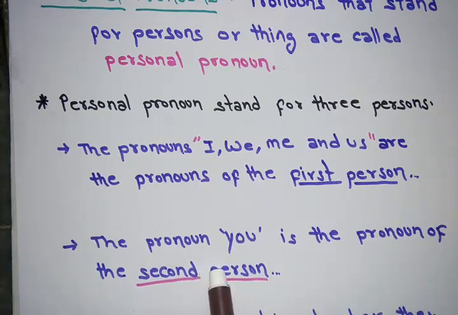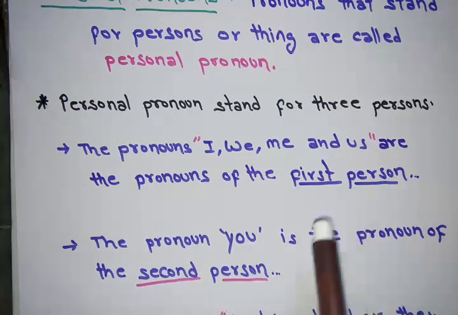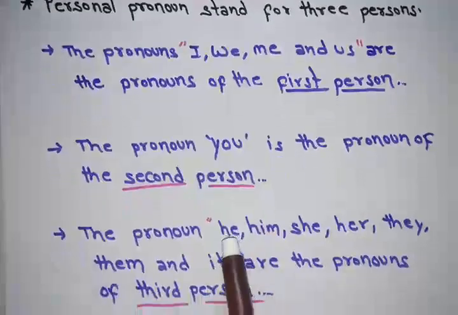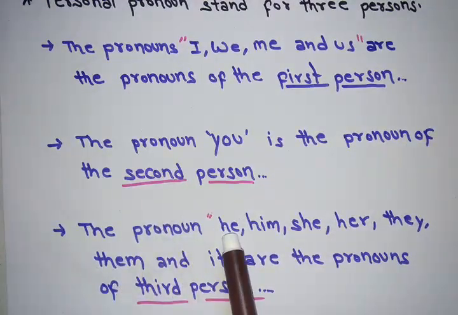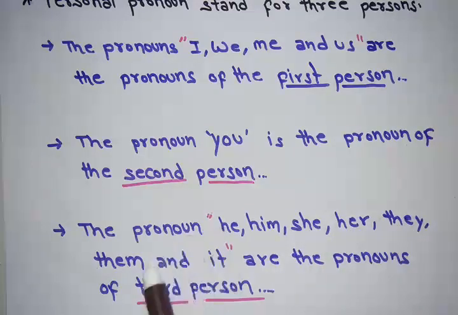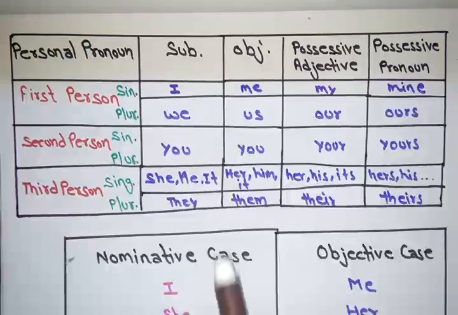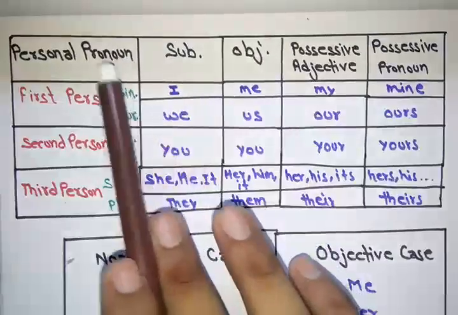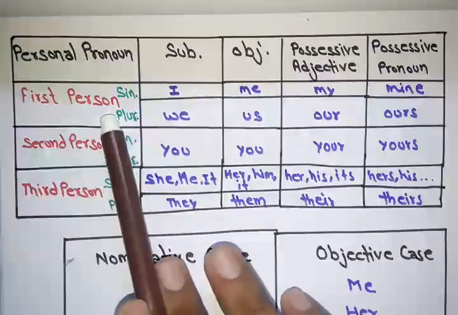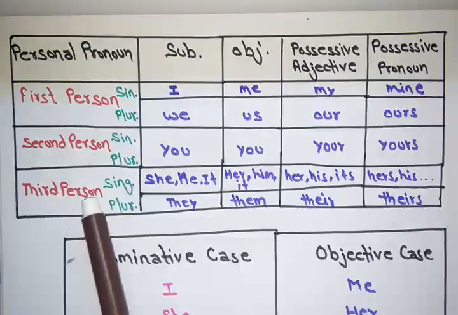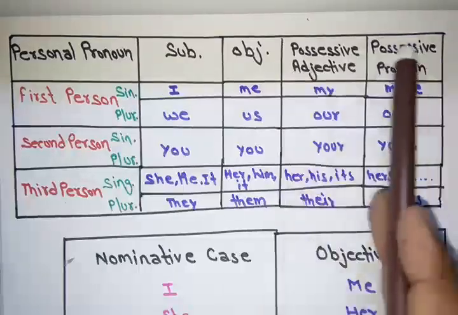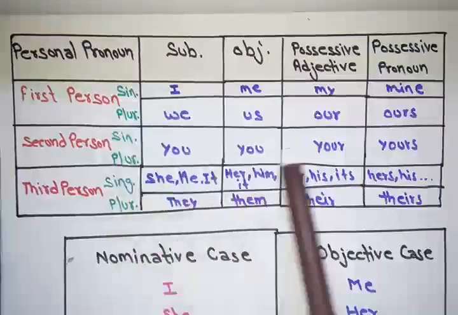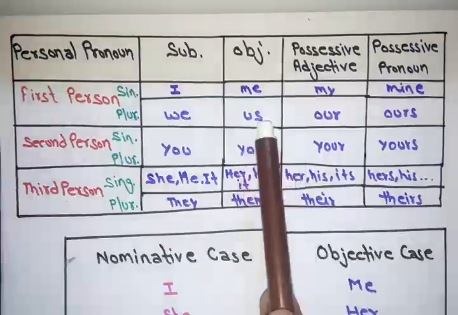And second, the pronoun you is the pronoun of the second person. Means it's used for the person spoken to. And third, the pronouns he, him, she, her, they, them, and it are the pronouns of the third person. Means they refer to the person spoken of. So let's see the chart to understand easily what is first person, second person, third person, possessive adjective, and possessive pronouns. These are very important for understanding pronouns.